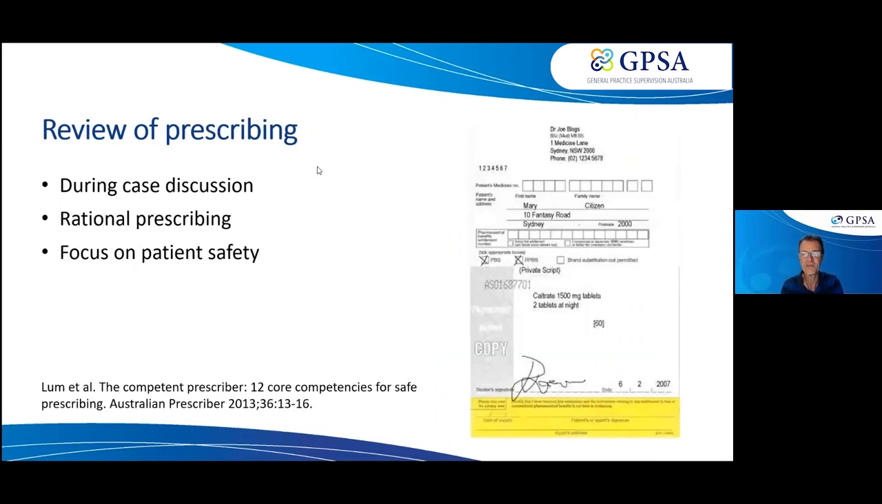The last thing you can have a look at when you're looking at doing a random case is having a look at how prescribing went. What did they prescribe? Why did they choose it? You can focus on, was it safe? Was it a rational choice of prescribing? And it also can be an opportunity for you to review guidelines, particularly therapeutic guidelines, review or teach about PBS rules and so on. So that can be a nice little focus you can do on a couple of your cases when you're discussing them.